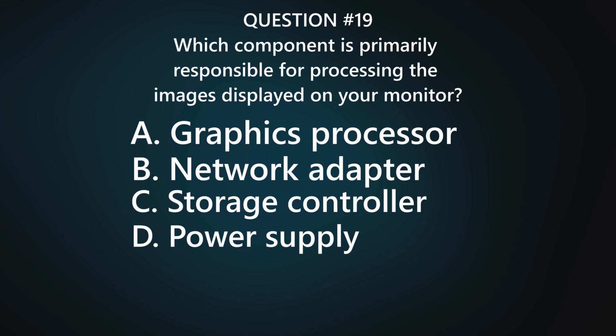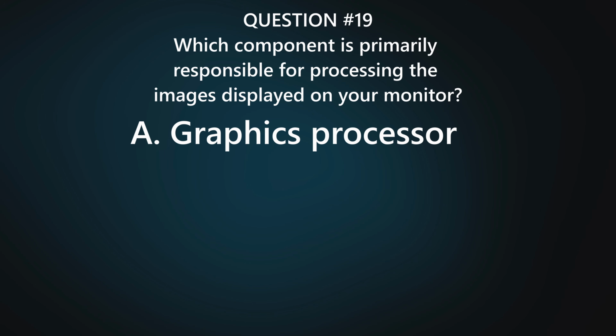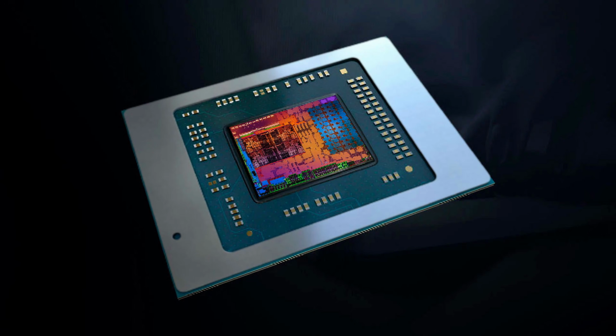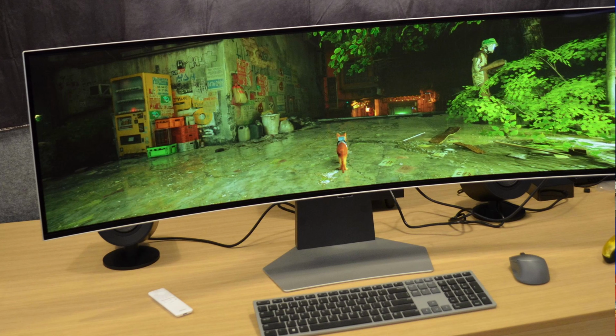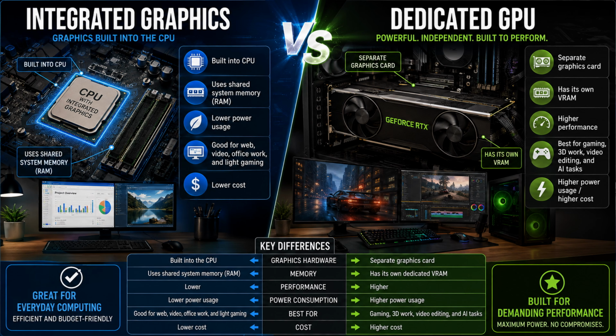The correct answer is A. The graphics processor. The graphics processor, or what's abbreviated as GPU, creates and processes the visual information that's sent to your screen. Some processors include integrated graphics, meaning basic graphics capabilities are already built into your CPU that's on your motherboard. Other computers use what's called a dedicated graphics card, which has its own processor and its own video memory.